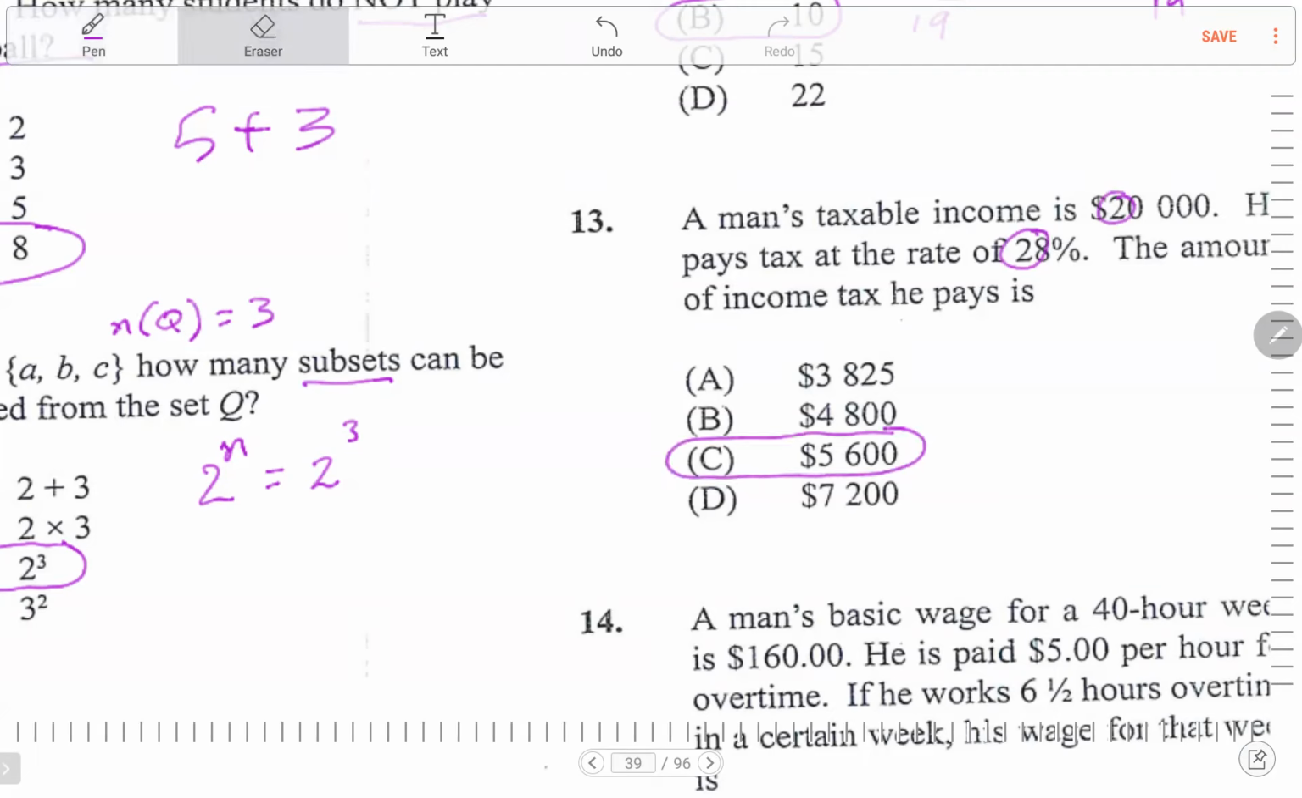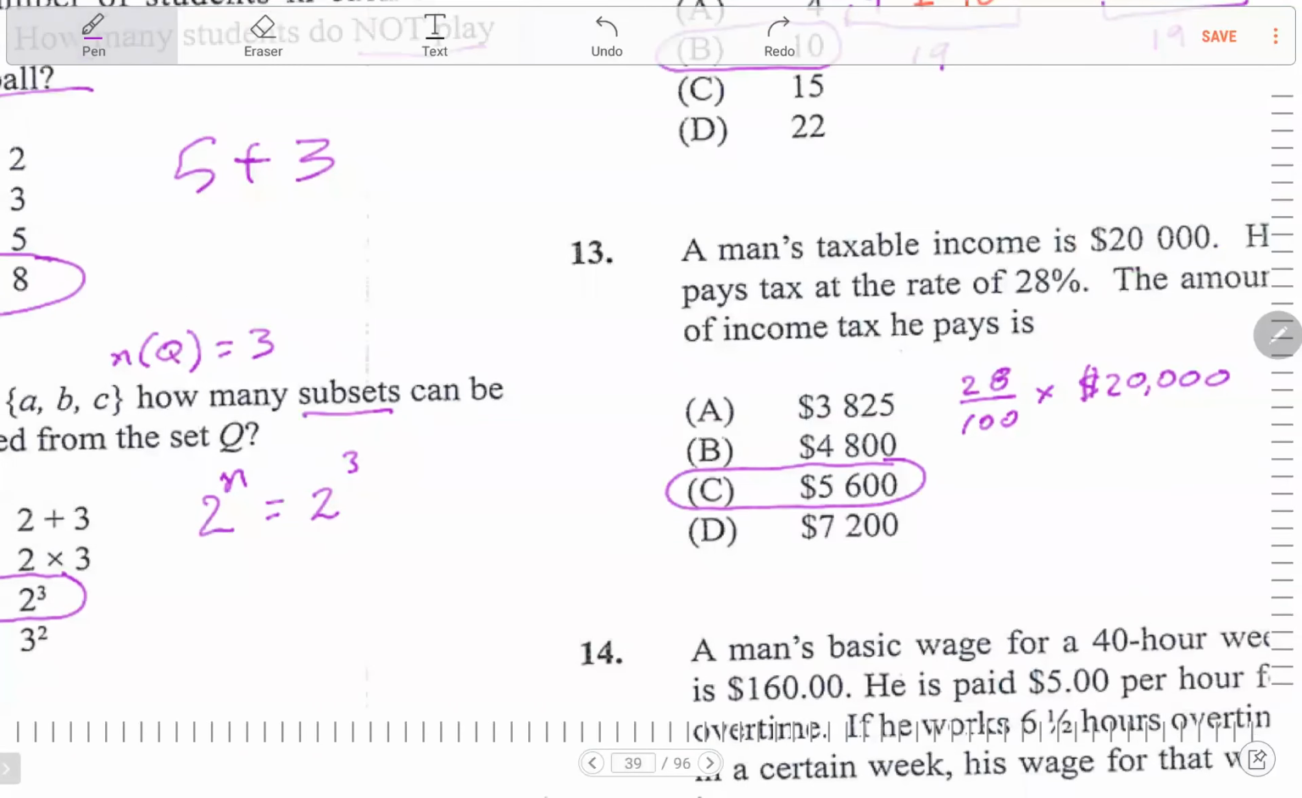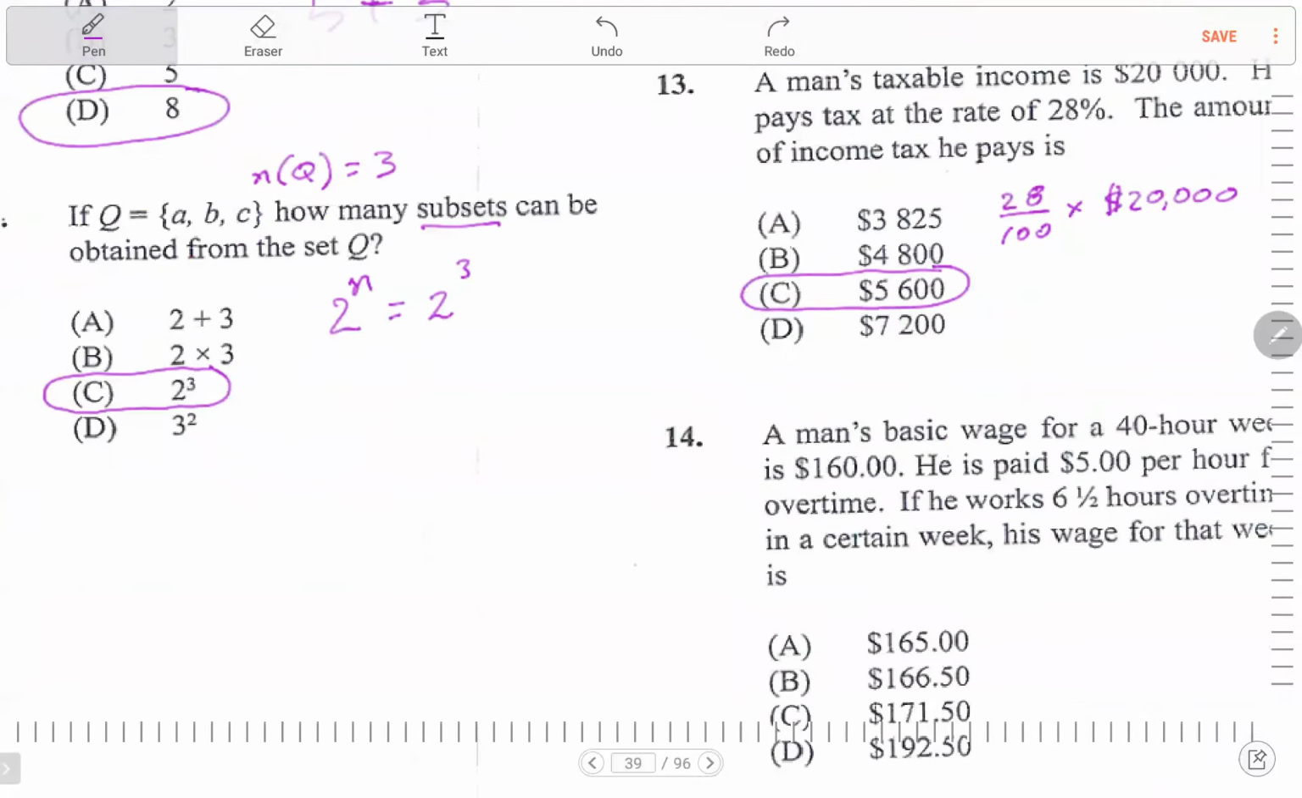As simple as that. But if you want to show the working out, it will be 28% of $20,000 is the tax that he pays. Because this is a taxable amount, so he pays tax on that amount. And based on the values here, it must be 2 times 28, it must be 56 something. So clearly that is 5,600. Goes without saying.